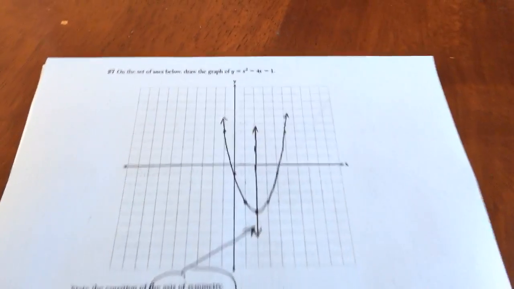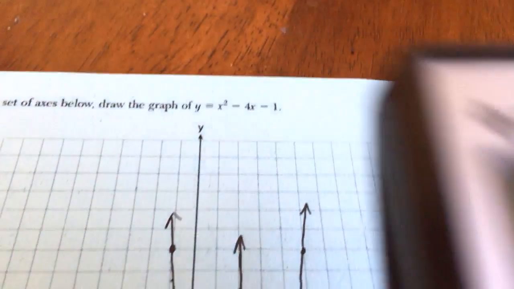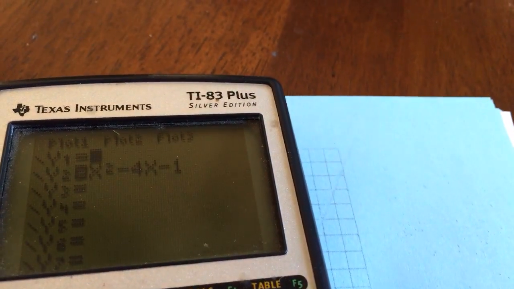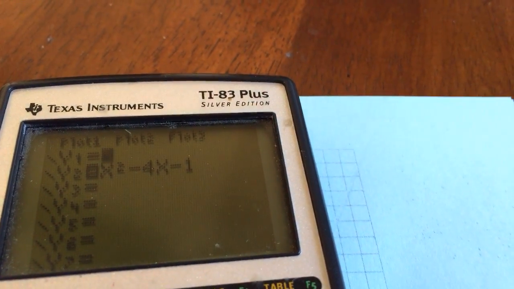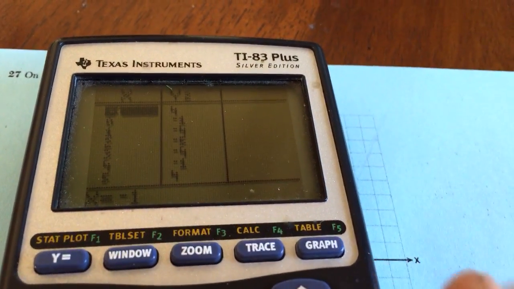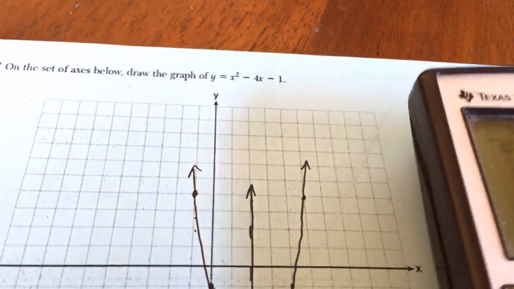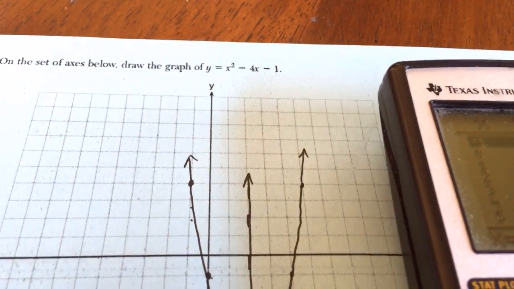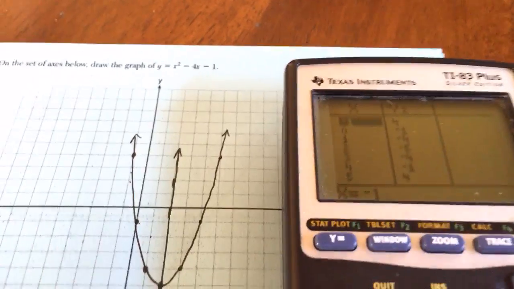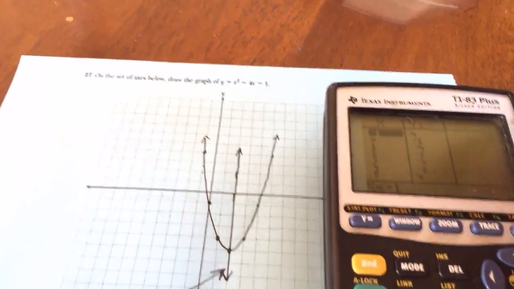For number 27, it says to draw the graph of y equals x squared minus 4x minus 1. So for that one, what I did was I put it into my y equals. I went to table, and then I plotted all of these points. Negative 1, 4, 0, negative 1, 1, negative 4, 2, negative 5, 3, negative 4, 4, negative 1, and 5, 4. Notice that I have arrows at the end of my parabola.